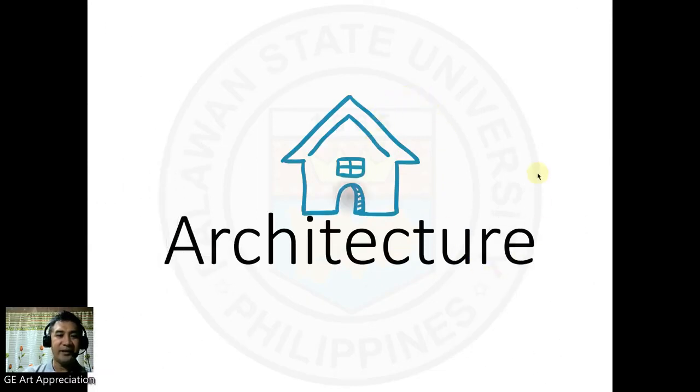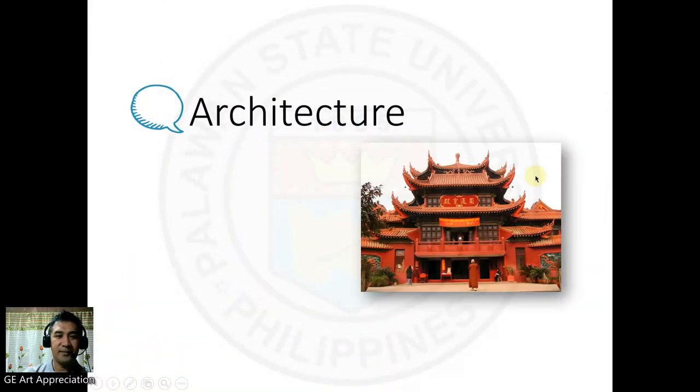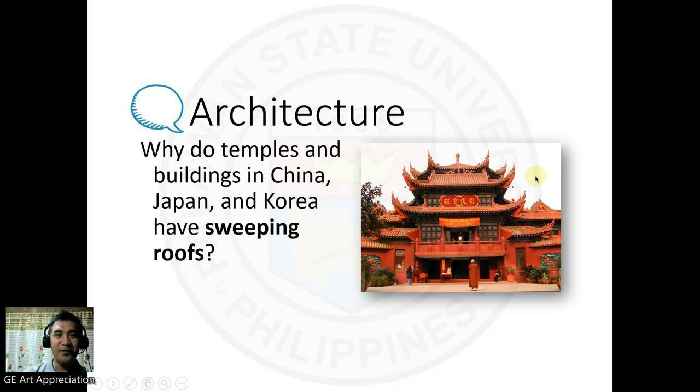Okay, let's have architecture. Why do temples and buildings in China, Japan, and Korea have sweeping roofs? So hindi lang yan dinesign na merong sweeping roofs. Meron siyang purpose kung bakit siya ganyan. Kung bakit ganyan yung design, bakit ganyan ginawa yung architectural design niya.